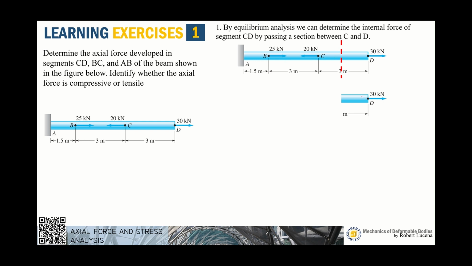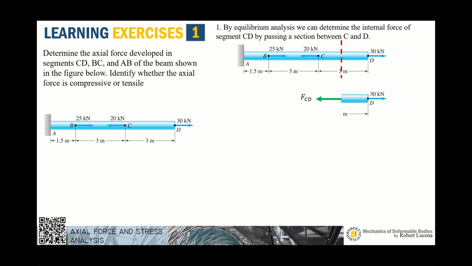If I use the right segment here, make sure I place all the externally applied loads and the support reaction. But since there's no support on the right segment, there's no support reaction placed in this free body diagram. Now, the internal reaction here should be exposed since we expose the cross-section between C and D. So the internal reaction is the one that resists the external load to prevent displacement.